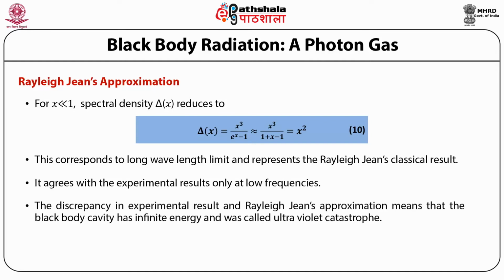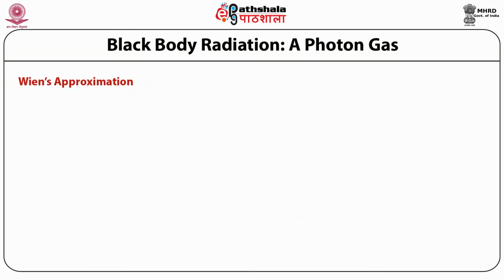The discrepancy between the experimental result and the Rayleigh-Jeans approximation means that the blackbody cavity has infinite energy, and this was called the ultraviolet catastrophe. Now let us look at Wien's approximation.